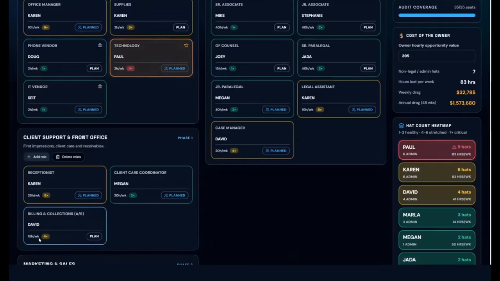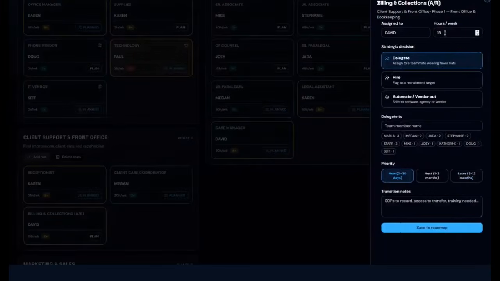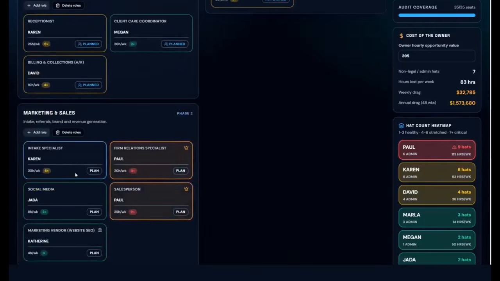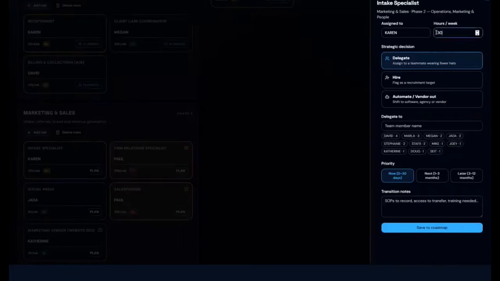Billing and collections, this is very important, but it's not 15 hours. It's more like 10. Marketing and sales, Karen does 30 hours a week for the intake. Well, the intake and reception kind of mirrors each other, but we could put this down to 15.